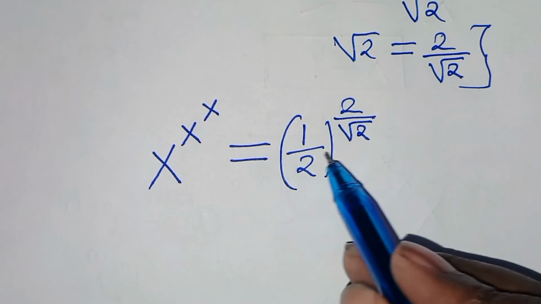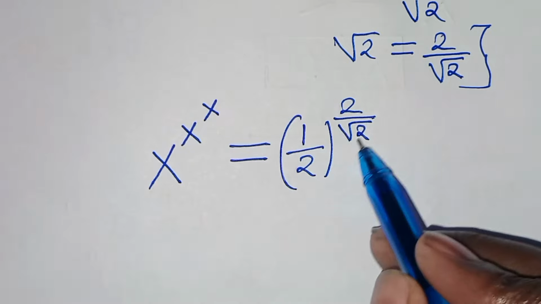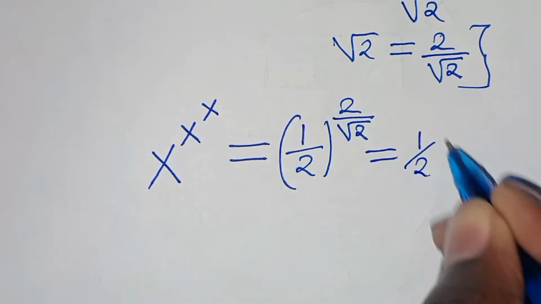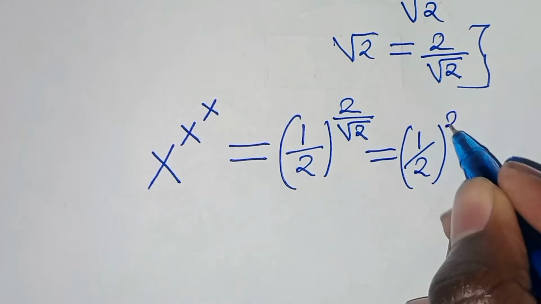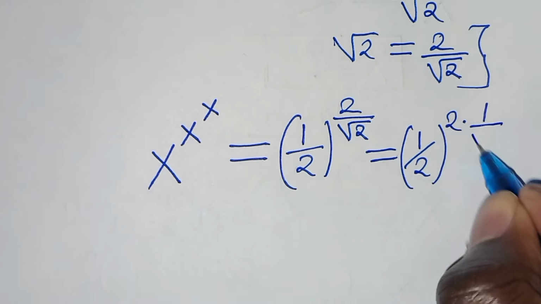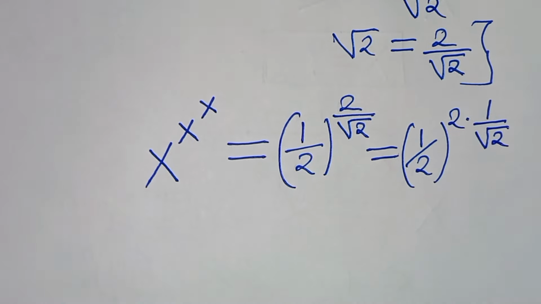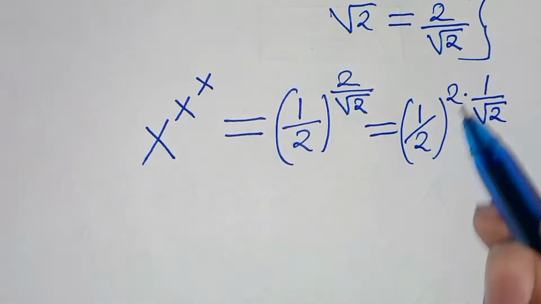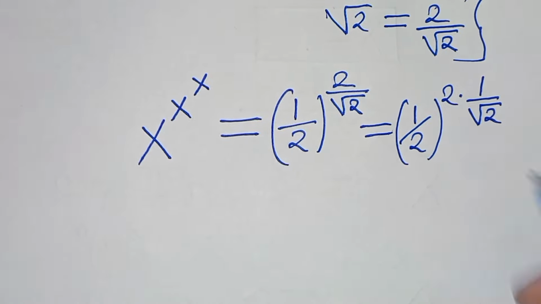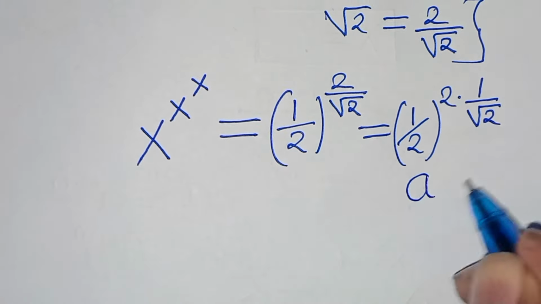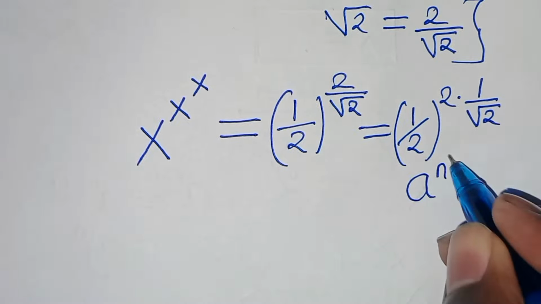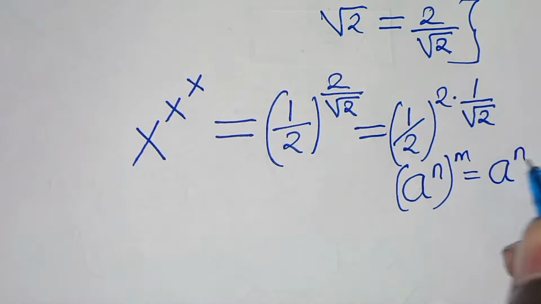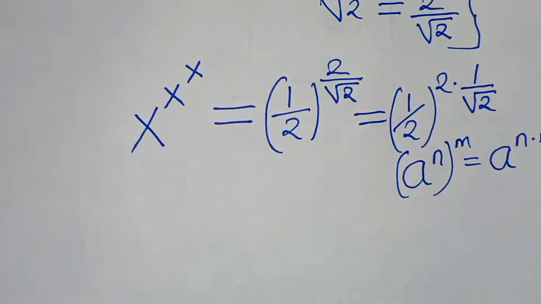The next step is that a half raised to the power 2 over square root of 2 is the same thing as a half raised to the power 2 times 1 over square root of 2. In this case, this is in the form of a to power n raised to power m, which we can express as a raised to power n times m.